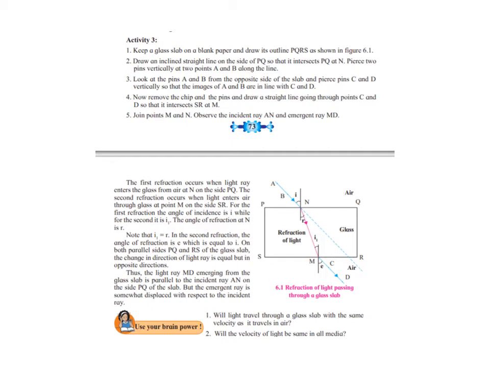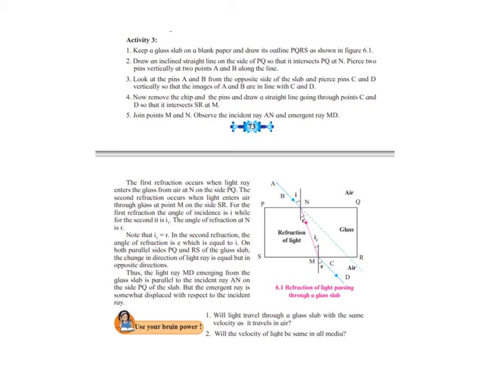Pierce two pins vertically at points A and B. Means you draw a small angle of incidence, maybe 45 degrees or 60 degrees or 30 degrees, and you put two pins over there. Now again put back the glass slab and go to the other side and try to see in such a manner that the images of A and B are in line with C and D. Again put two pins at C and D.